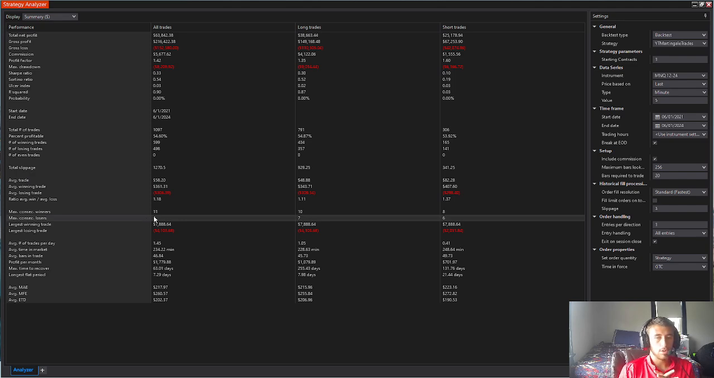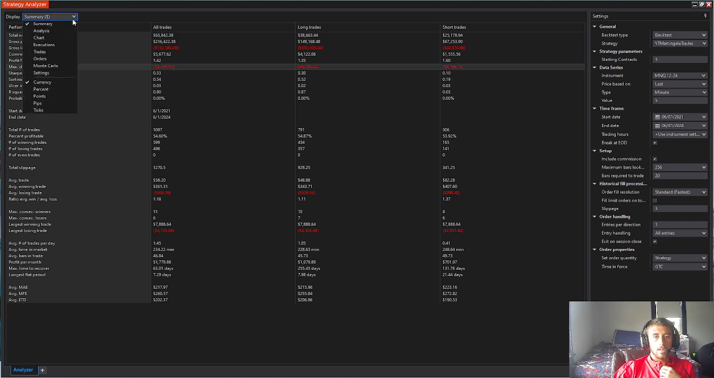So when you add these two strategies together, you basically get more winners and fewer losers. You can see the long trades had 7 consecutive losers, but by adding the sells, we didn't get as many for the total account. So yeah, it definitely made the strategy a lot more profitable. It is risky though.